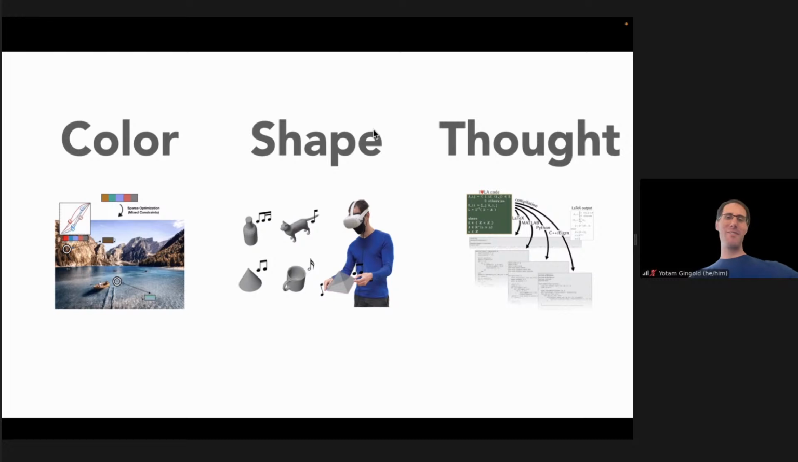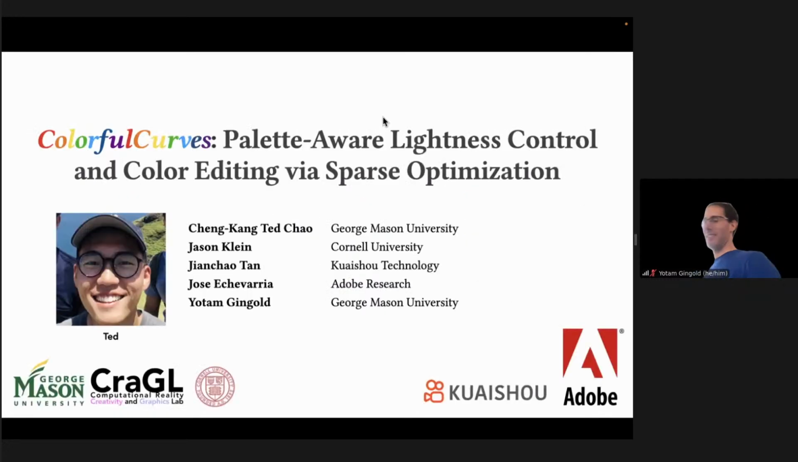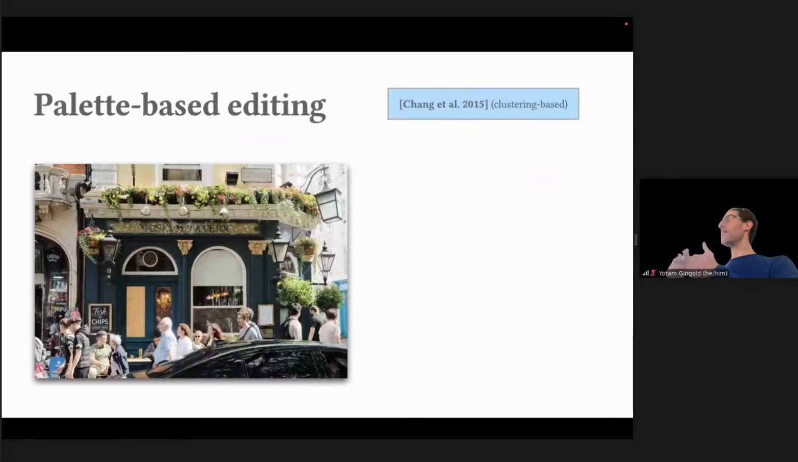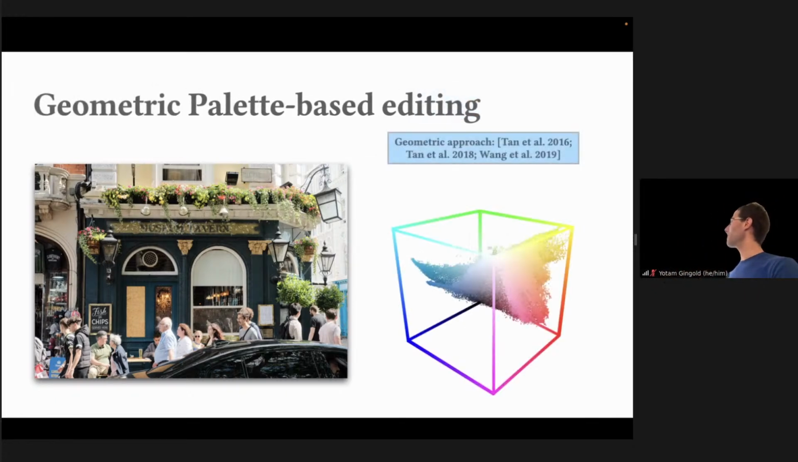And so jumping in there to the first talk about color, this is work by Ted and some of our collaborators, but I'm basically talking about what Ted spent all of his time on. And Ted deserves all the credit here. And so the topic of this is palette-based editing, which came out in 2015. And specifically, we're going to look at a series of follow-up works on geometric palette-based editing. And in these works, we can look at the colors of an image in color space, and color space for humans is 3-dimensional. So here I've plotted a red, green, blue color space.